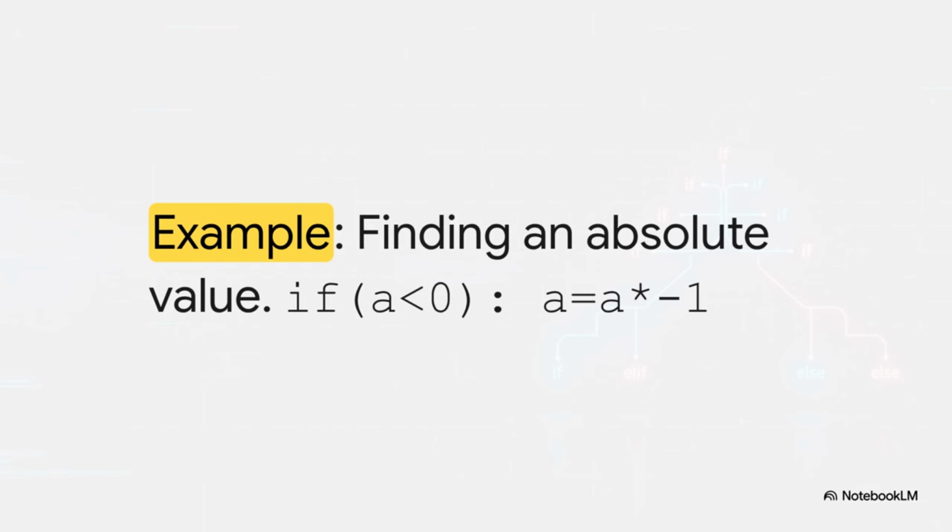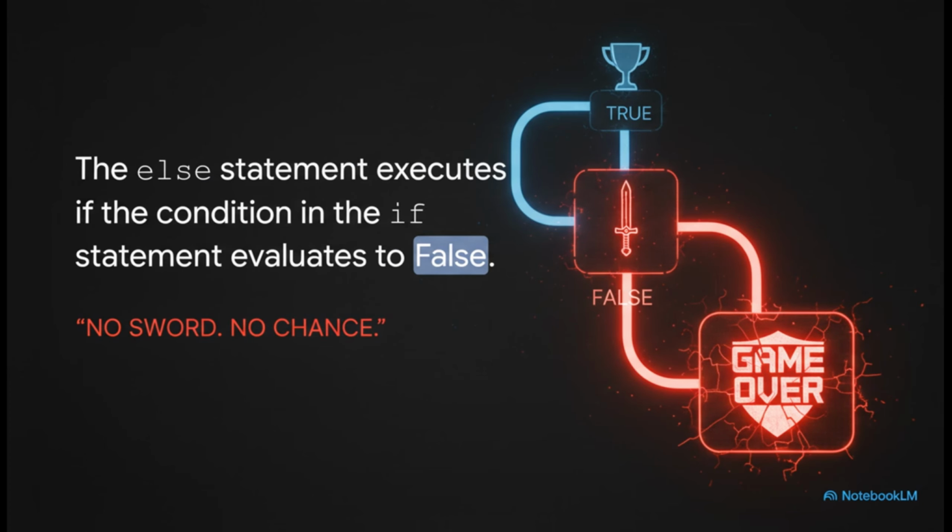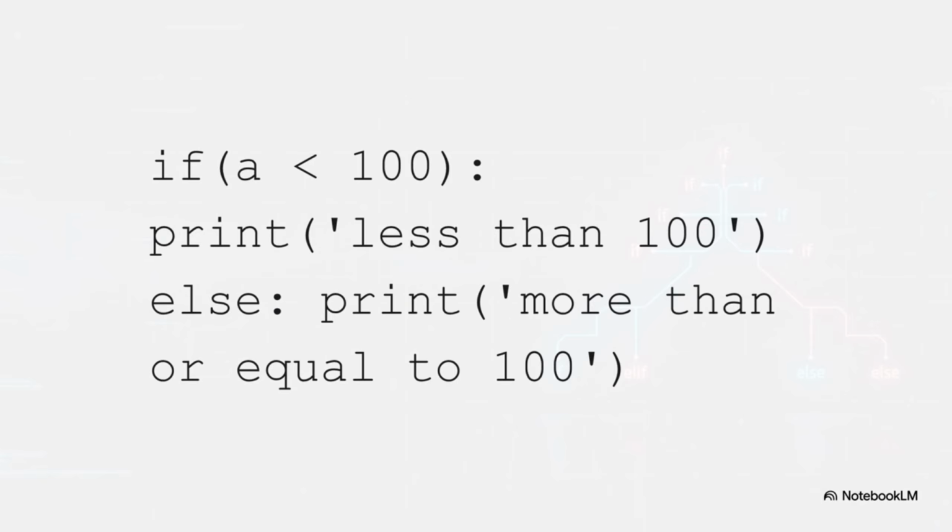But what if we want something to happen when the condition fails? What's the alternative path? And that leads us to the inevitable consequence. This is the domain of else. No sword, no chance. You see, the else block is what runs when that first if condition turns out to be false. It's the fallback plan. It's the default path. It's the what-happens-if-nothing-else-works-out option.